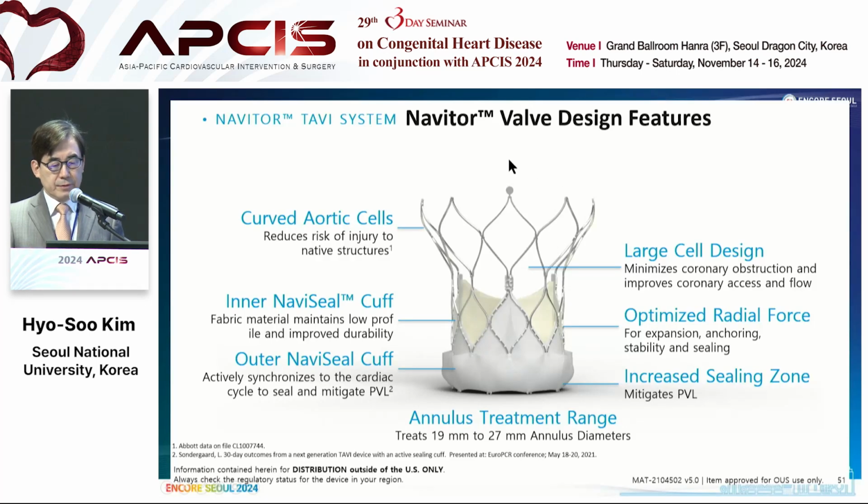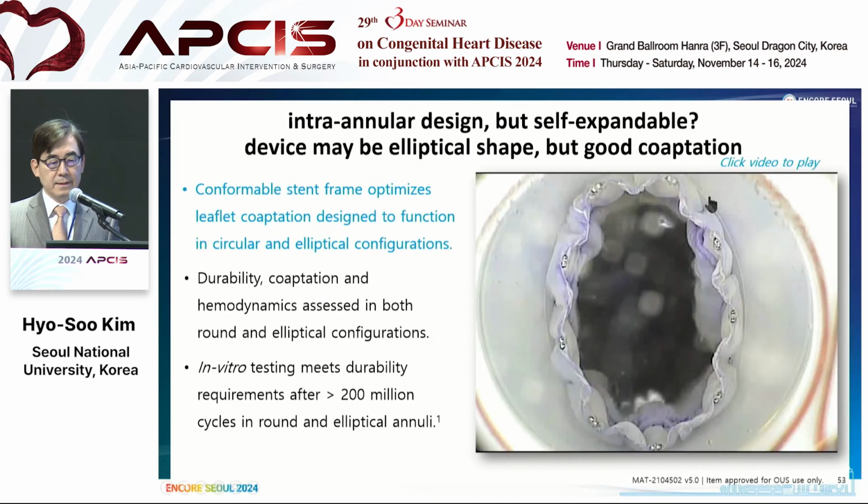This is Navitor, self-expandable, but uniquely, the leaflet is intraannular. They provide the larger cell. Thus, future coronary accessibility is very good, but intraannular self-expandable is opposite to common sense, because the annulus is always elliptical. This device may be elliptical in shape. It's not good in common sense, but they confirm it's not so bad.